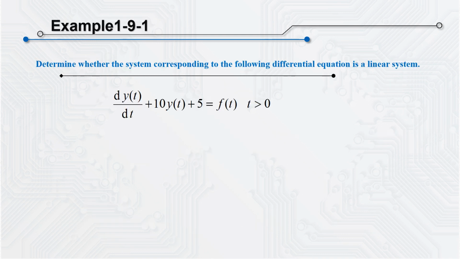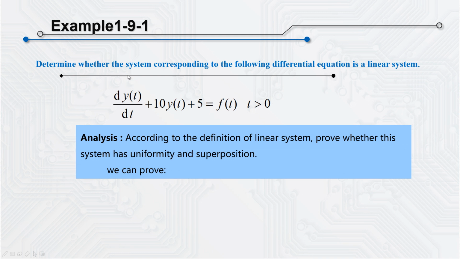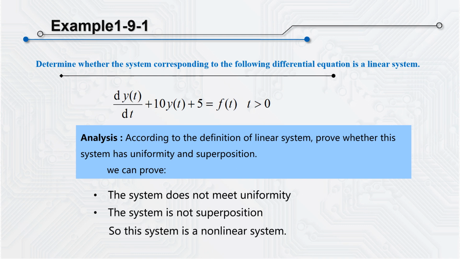Let's look at some examples. The first example, determine whether the system corresponding to the following differential equation is a linear system. According to the definition of linear system, we can prove whether the system has uniformity and superposition or not. We can find that the system does not satisfy uniformity nor superposition, so the system is a nonlinear system.